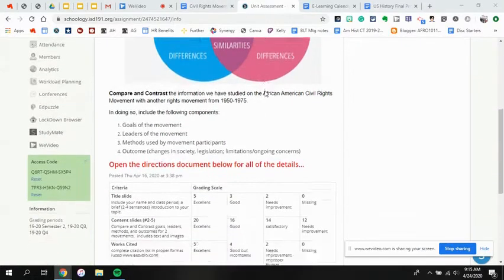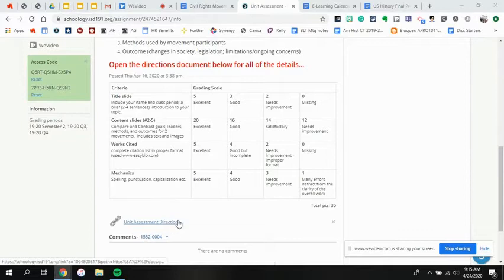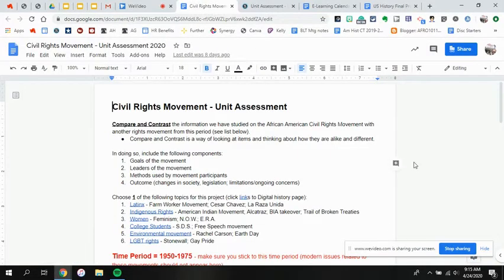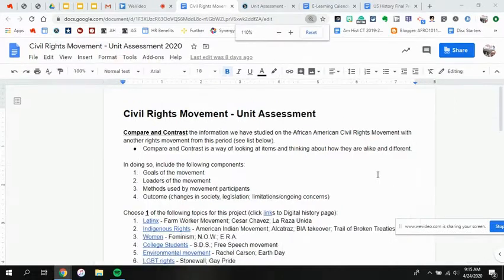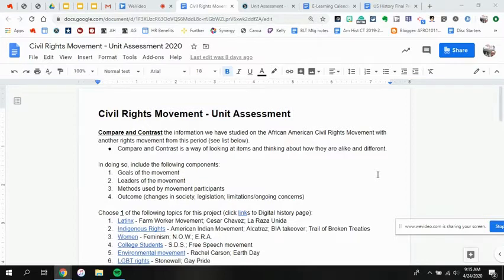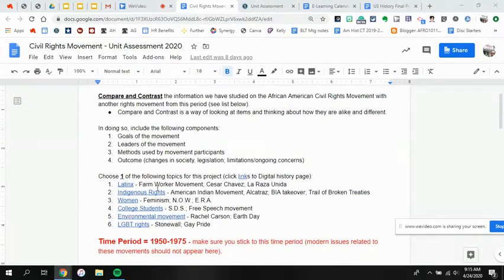If I scroll down below, I can get to the unit assessment directions, and that's the sheet that I'm going to be working off of here. So again, we are looking at comparing and contrasting. The choices that you have are the Latinx movements that are happening during this time. This is typically what we connect to Cesar Chavez and the farm workers movement. You could also find information on La Raza Unida, which is kind of a rights movement related to this.